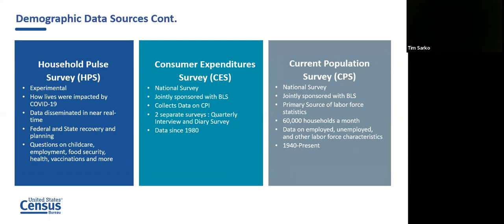We have the Current Population Survey. That's a national survey. It's sponsored jointly with the Bureau of Labor Statistics. It's the primary source of labor statistics. It samples about 60,000 households a month. It gives you data on the employed, the unemployed, and other labor force characteristics. It's been done since 1940 to the present.